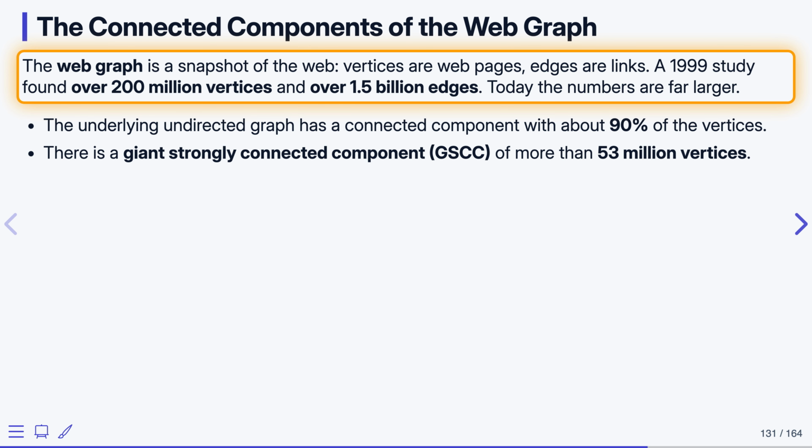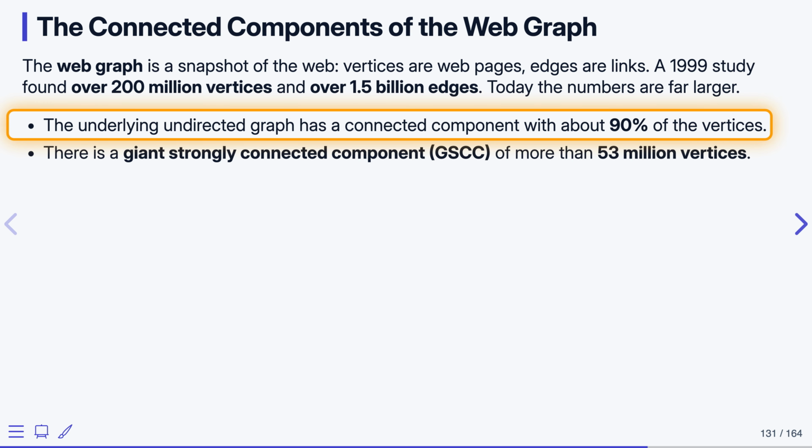Let's use these ideas on a huge real graph. The web. Each page is a vertex. Each link is a directed edge. A study from 1999 found the web had more than 200 million pages and more than 1.5 billion links. Today it is very much larger.